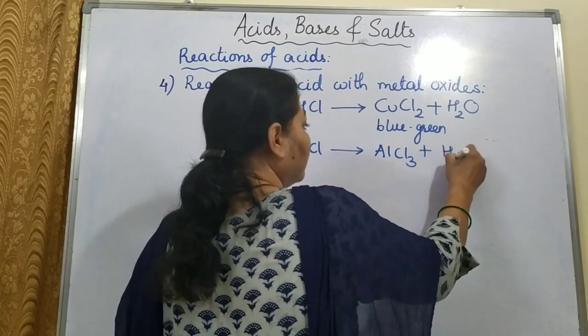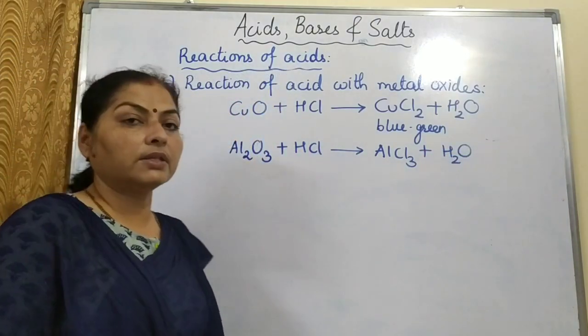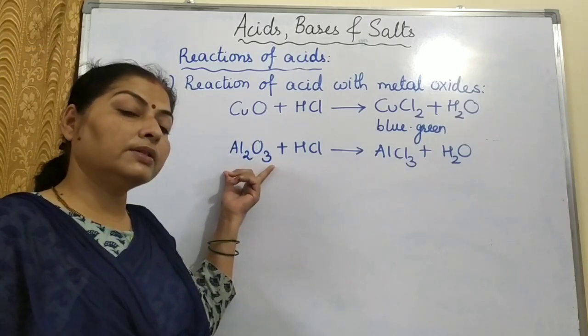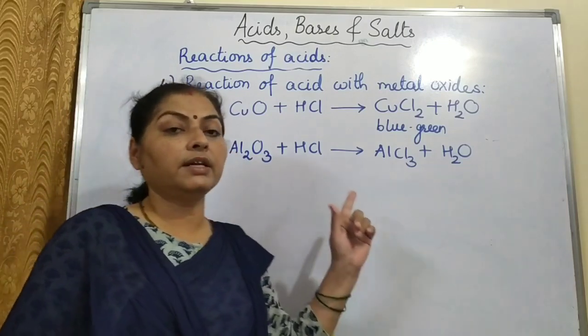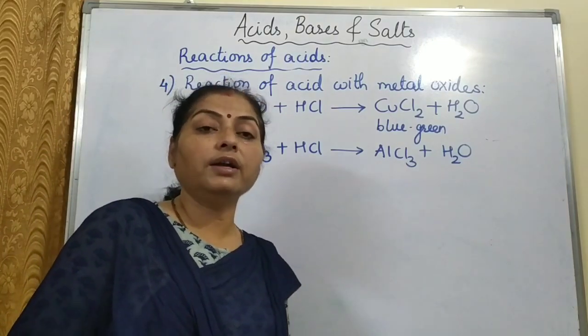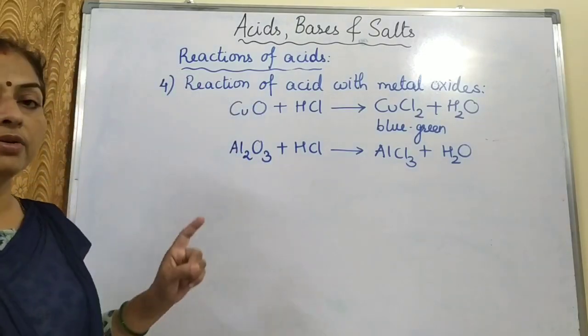AlCl3, aluminium chloride and water. So this is metal oxides. Metal oxides, they are basic in nature. Okay, this will be amphoteric oxide. Let me tell you here, amphoteric oxide means those metal oxides which give salt with acid as well as salt with base also. They are known as amphoteric oxide.